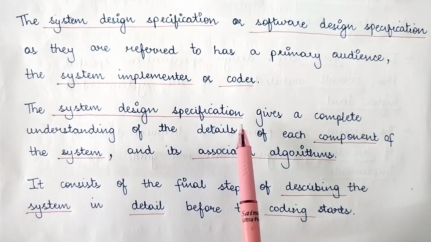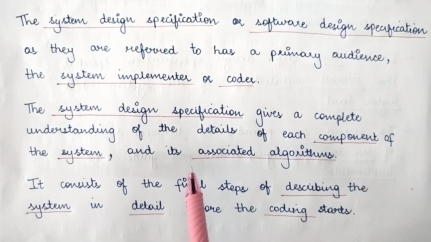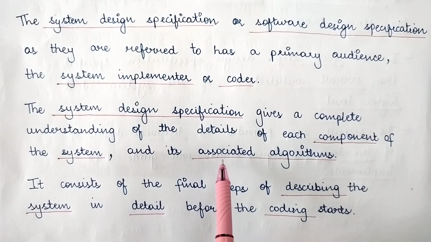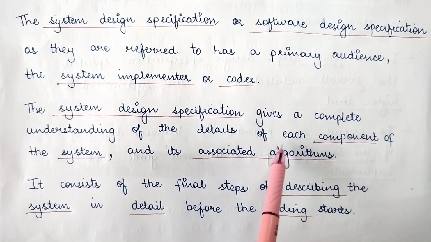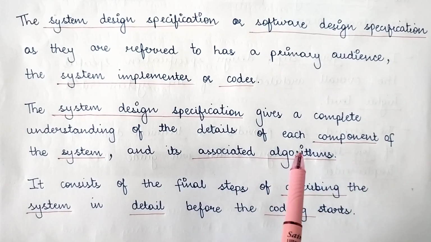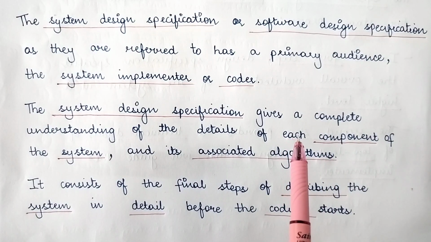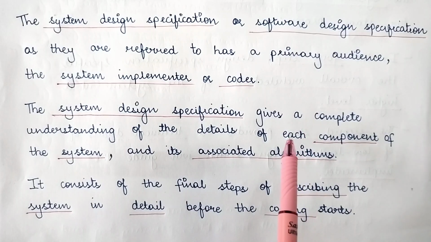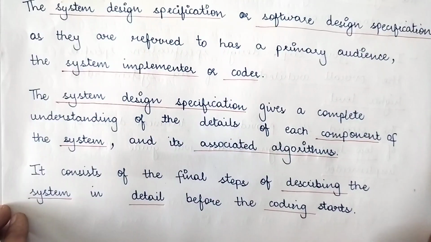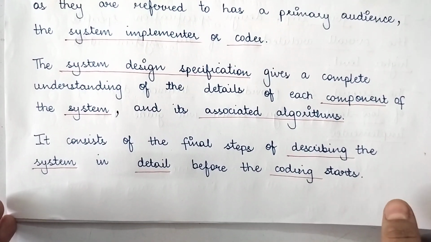So two major things are required for a programmer: first of all, what all the modules or components of the system would be, and what would be the logic behind those modules, that means the associated algorithms. The system design specification gives these two things in detail: the components of the system and their associated algorithms. Once a programmer knows the modules or components of the system and their associated algorithms, it is very easy for them to implement in a specified coding language. That is why we say that the programmers or implementers are the primary audience of the system design specification.